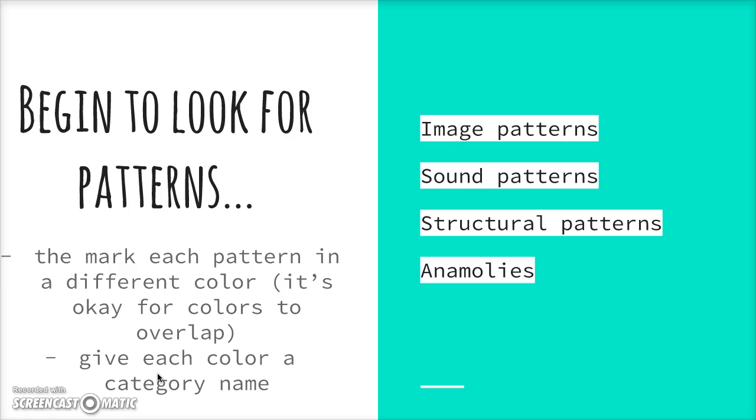And then look for anomalies. Anomalies are things that don't fit a pattern. So perhaps you're reading the poem and there's a really interesting word or a surprising turn of phrase. Go ahead and mark it. Maybe it doesn't fit in with any pattern at all. That's okay. That also is giving you data. That is telling you something that you might be able to use as you move toward an interpretation of the poem.